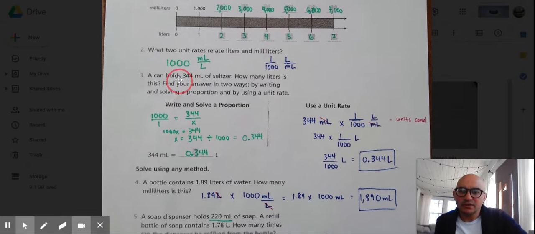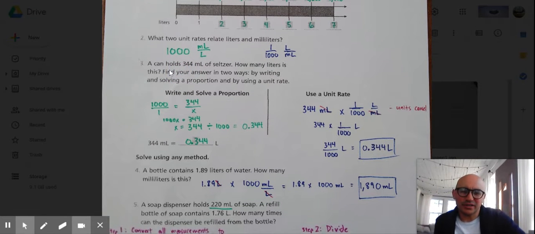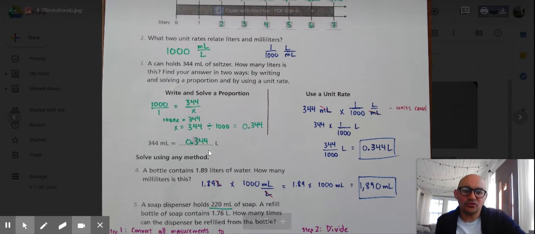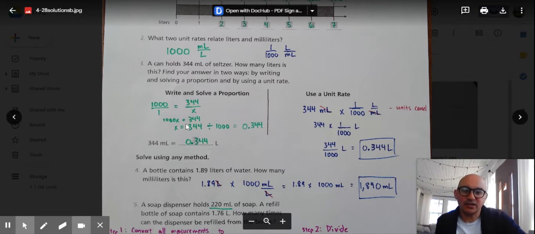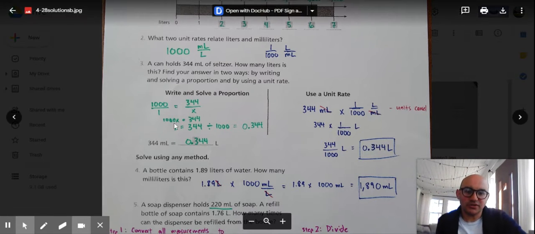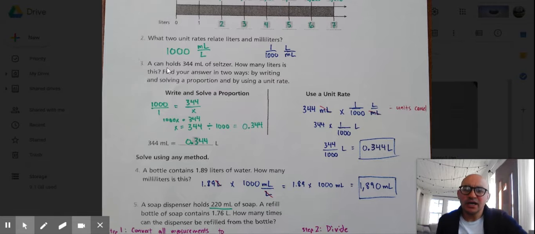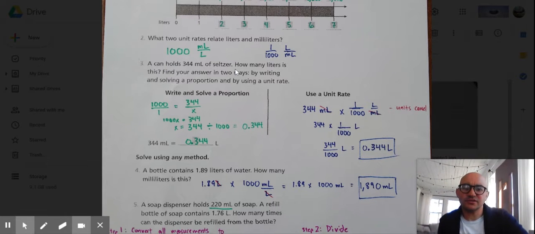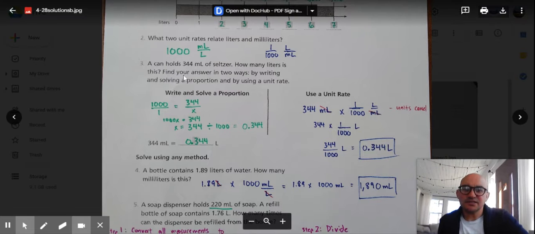Okay, so we've had pretty good experience with unit rates and working with these 2. So we're going to do left side and right side here on this problem. We're going to take this word problem, we're going to solve it 2 different ways. Okay, so let's read that word problem. It says a can holds 344 milliliters of seltzer. How many liters is this?